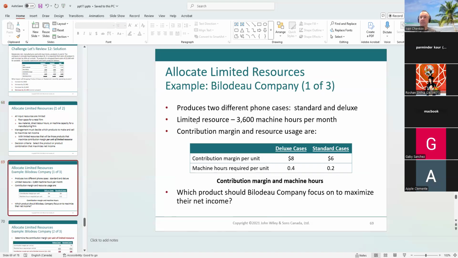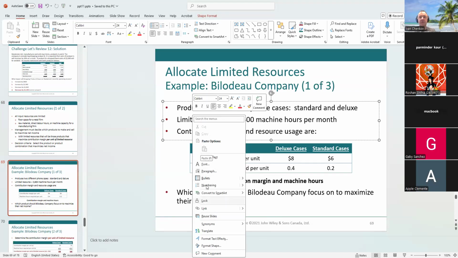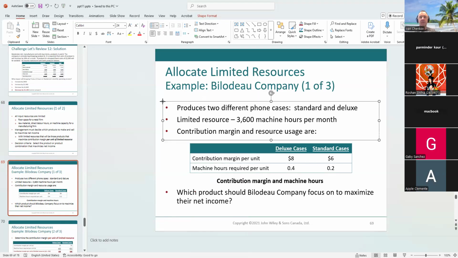Well, in this case, we produce two different phone cases, standard and deluxe, and we have a limited 3,600 machine hours per month. With this information, what should we do? Let's grab the information and move to the Excel spreadsheet again, and let's see what we're going to do there.